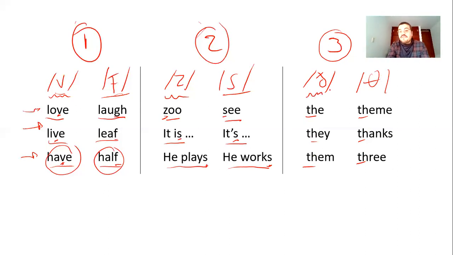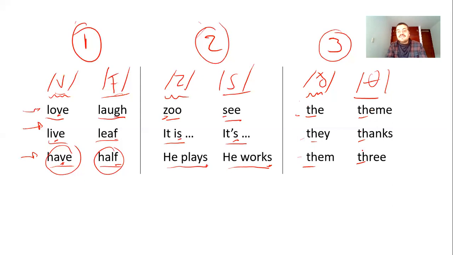Now let's practice here. Remember, we need to have vibration here, and here we don't have vibration. So let's start with this group first. We say, so, oh wow. If you see my face, if you see my mouth, my tongue is trying to go out. So I say, so the, they, and them.